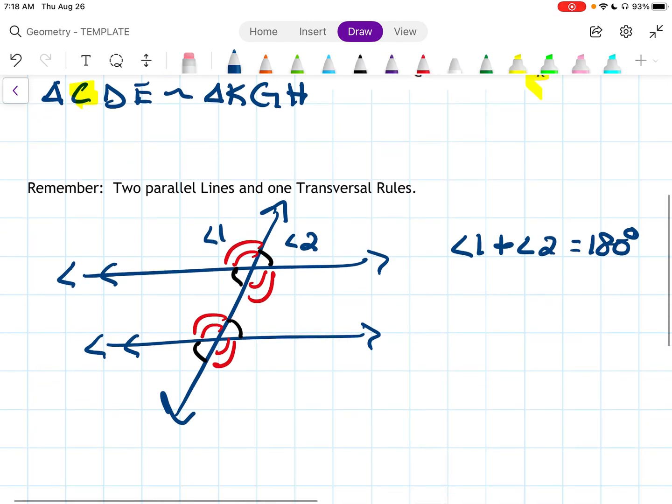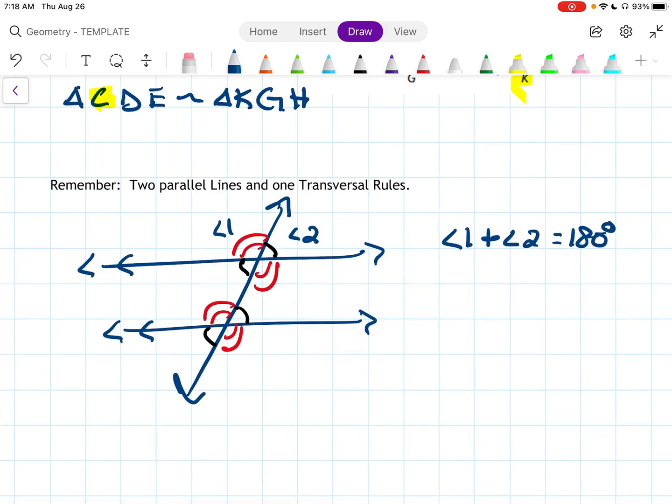All right, so make sure we remember those rules. I think we did them last year, and they will be useful on your homework.